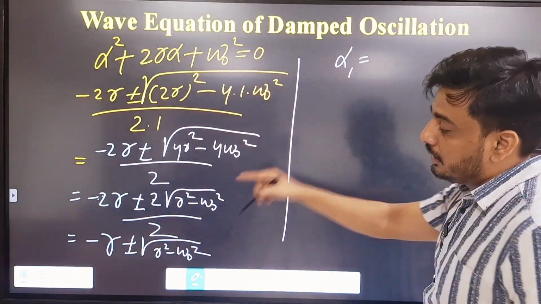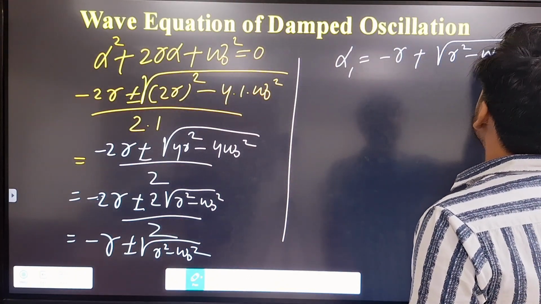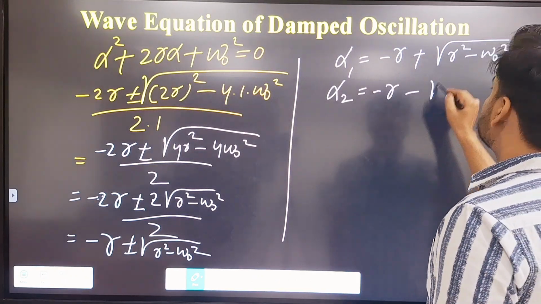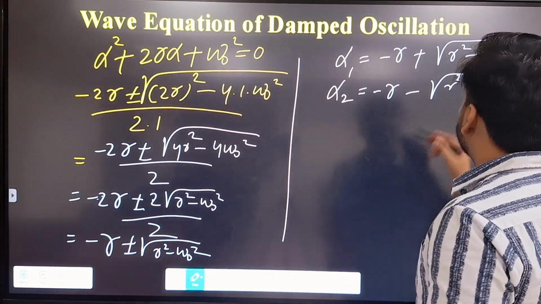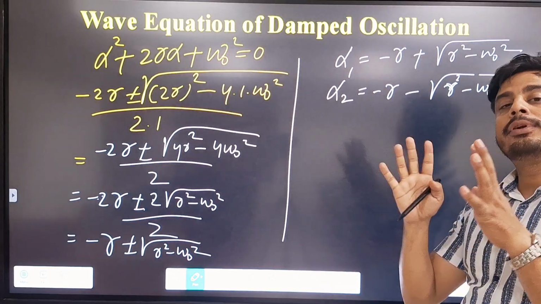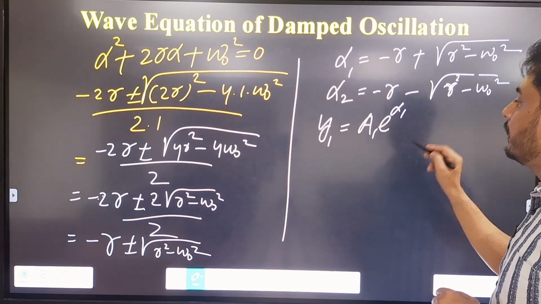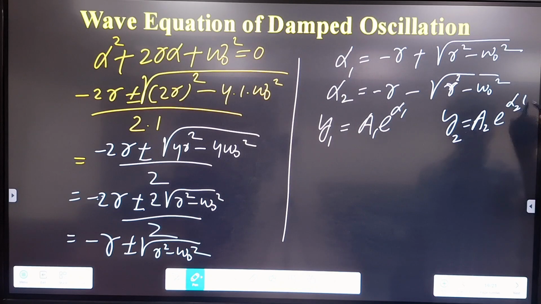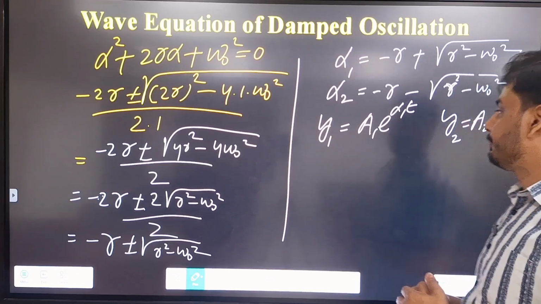One is alpha 1. Let alpha 1 we have written as minus r plus that square root term, r square minus omega naught square. Another one is alpha 2, which is equal to minus r minus that square root term, r square minus omega naught square. So since we get 2 roots, we will have 2 solutions. One we can write y1, which is equal to a1 e to the power alpha 1 t. Another is y2, which is equal to a2 e to the power alpha 2 t. T will be there because we have considered the solution as a e to the power alpha t.